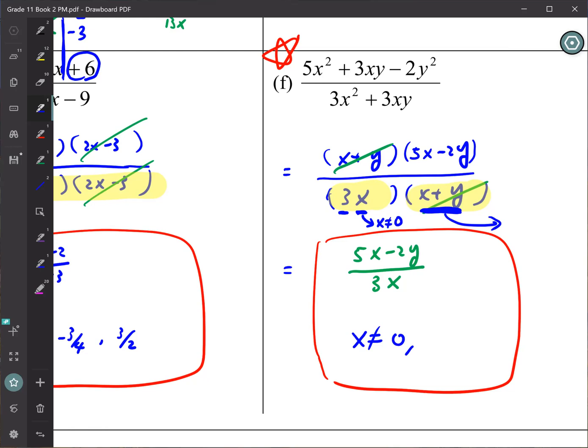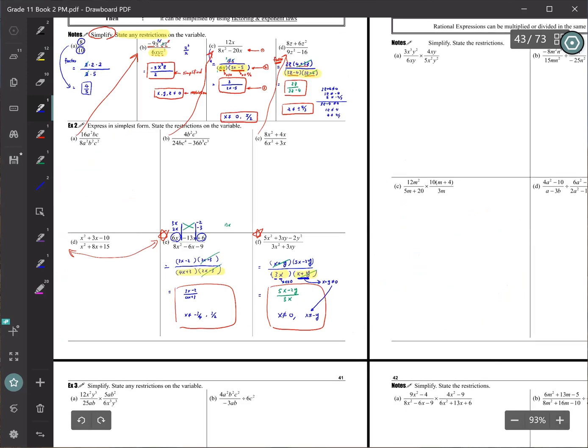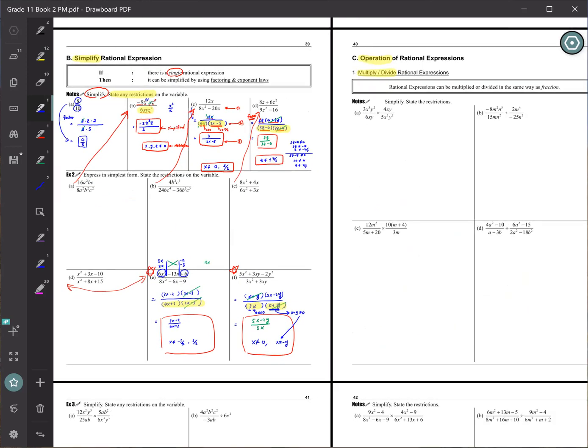Oh, okay. So, can't be negative y? Yes, very good. x plus y cannot be 0, and then you isolate x. x cannot be negative y. Okay? Yeah, got it. So that's all. Your homework will be finding restrictions after simplifying.